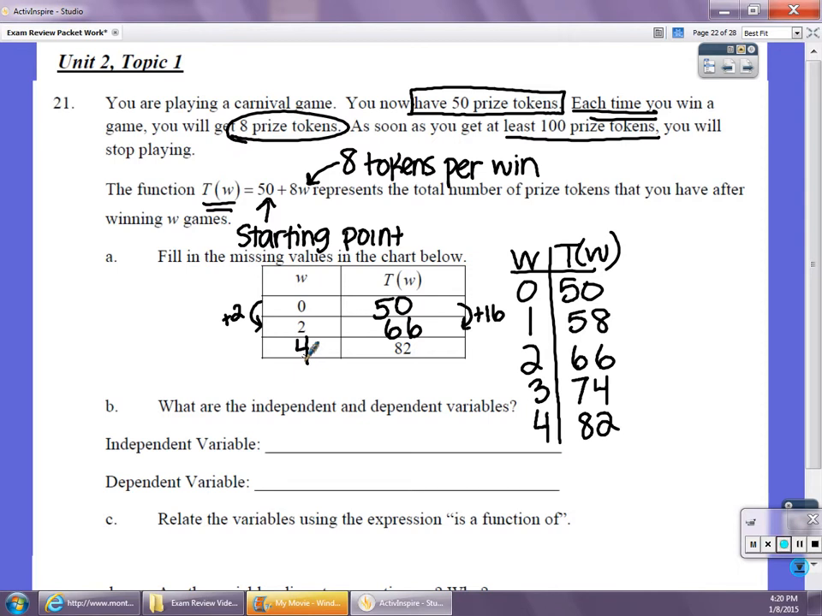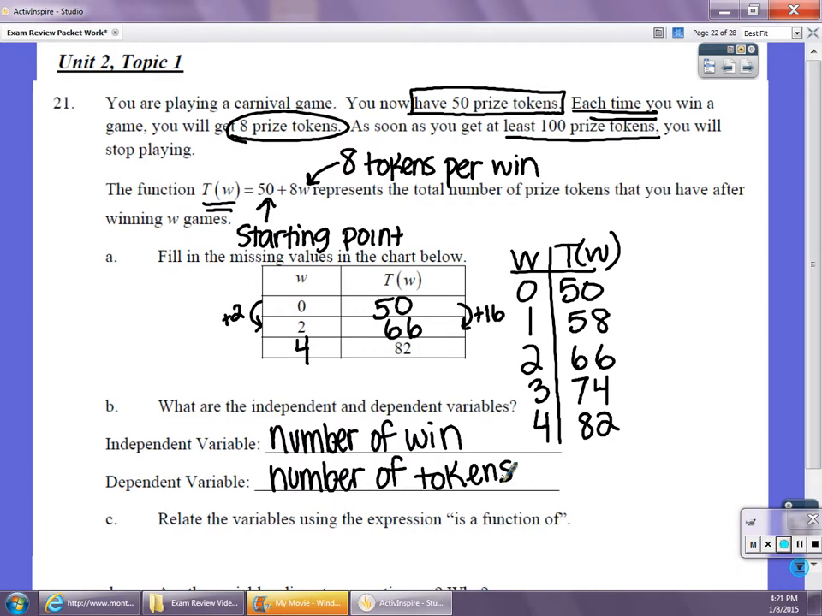Okay. What are the independent and dependent variables? So again, the question is, who's in control here? If you look at our function, we have t of w equals 50 plus 8w. Well, our input variable, or our independent variable, is going to be the number of wins. Because that's what's going to determine the number of tokens. And so the number of tokens is going to be our dependent variable.